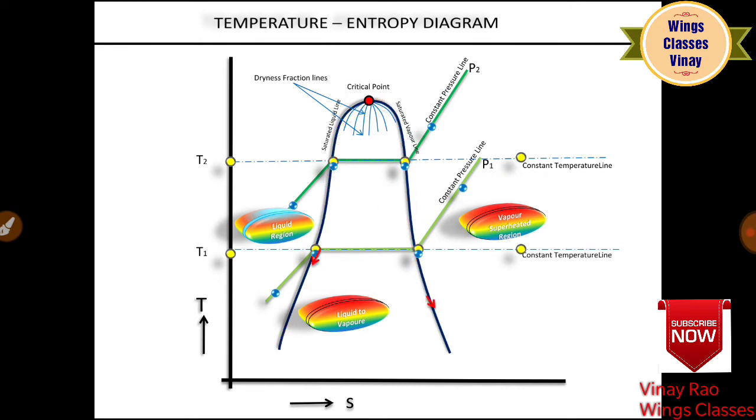So if I want to find the isentropic process, that red colored dotted line shows the isentropic process. That means entropy is constant on this line.